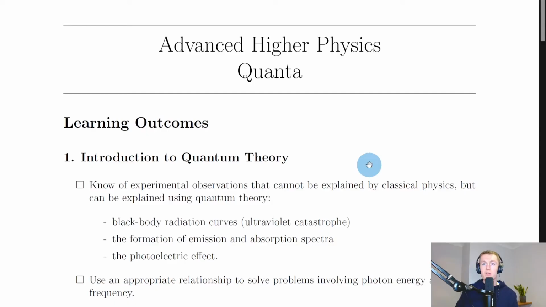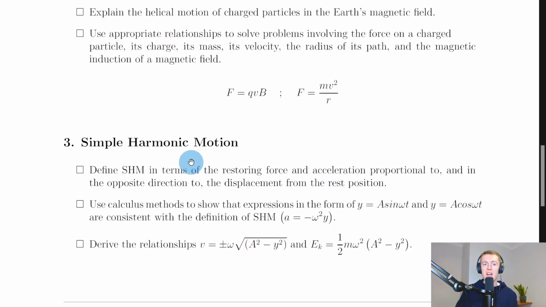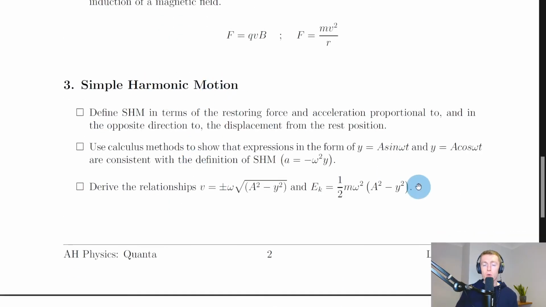In this video we're going to go over exactly what you need to know and be able to do for the Quanta topic in the Advanced Higher Physics course. So let's get started. Now the SQA split the Quanta topic into three key areas. So we have Introduction to Quantum Theory, we then have Particles from Space, and lastly Simple Harmonic Motion. So we'll go through each of these key areas in turn and look at what you need to know for the exam.